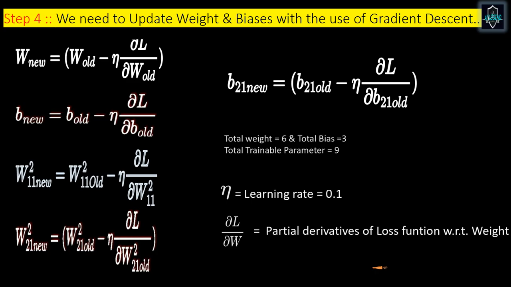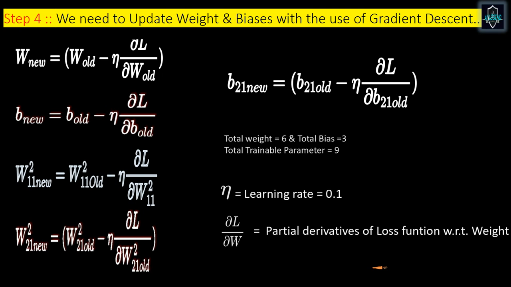Now in short, what we need to do is find 9 derivatives. If we find all those 9 derivatives, then our algorithm will be complete and it will start working. Alright, so in the next part I will show you how to calculate it.